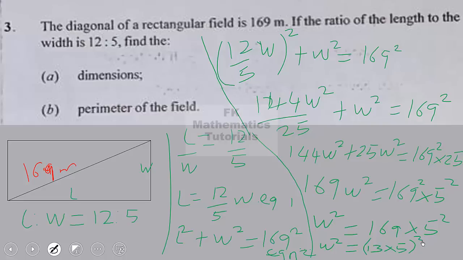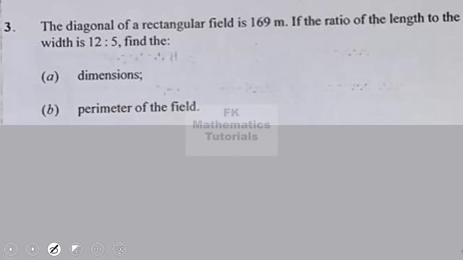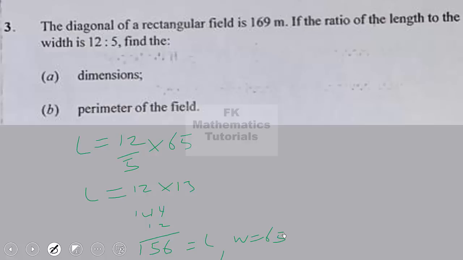Therefore, W is equal to 65. Then the dimensions will be L equals 12 over 5 times 65. So L will be equal to 12 times 13, which is 144 plus 12, so 156. So the length is 156 and the width is 65. So these are the dimensions of the rectangle.